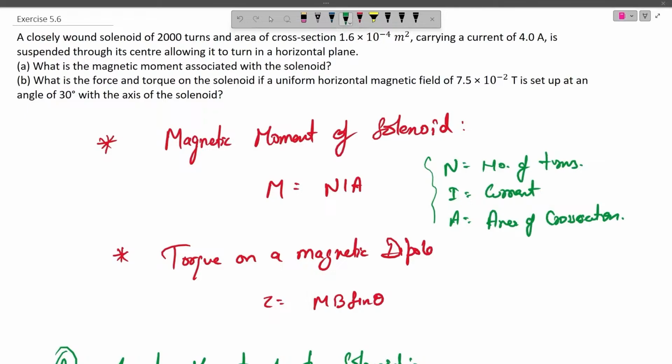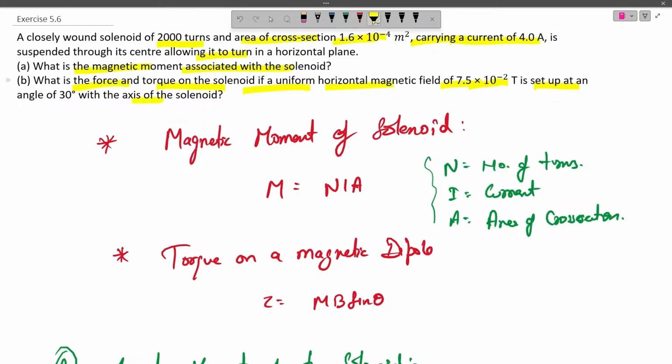The question says that a closely wound solenoid of 2000 turns, with an area of cross section 1.6 times 10 to the power minus 4 meters squared, carrying a current of 4 amperes, is suspended through its center, allowing it to turn in a horizontal plane. We have to find the magnetic moment associated with the solenoid, and the force and torque on the solenoid if a uniform horizontal magnetic field of 7.5 times 10 to the power minus 2 Tesla is set up at an angle of 30 degrees with the axis of the solenoid.